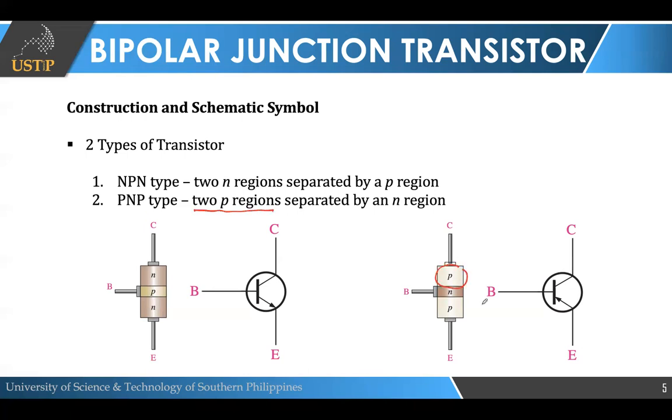So, first P at the emitter and the collector, separated by an N region, meaning the N is our base. Okay? So our schematic symbol for that, for the NPN, is that the arrow is pointing in.